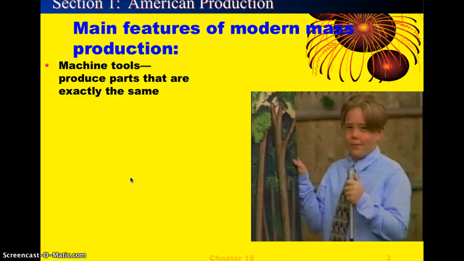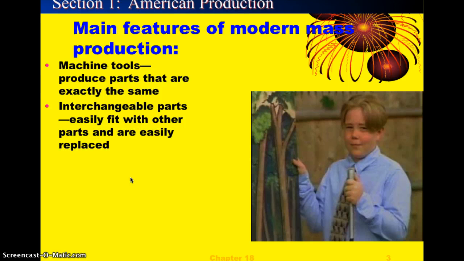I know that in today's society that sounds like a very basic concept, but back during Eli Whitney's times in the 1800s, no one had ever thought of this before. So this is actually a very groundbreaking idea and concept. Interchangeable parts are made by machine tools, and interchangeable parts easily fit with other parts and are easily replaced. So again, instead of replacing the entire item, all you have to do is replace the one part.